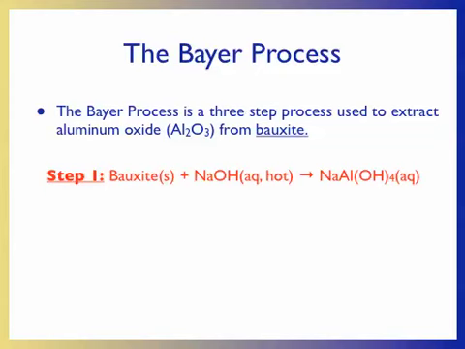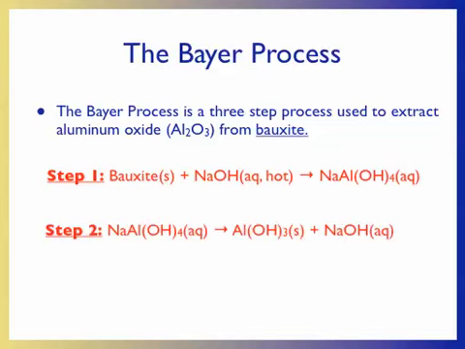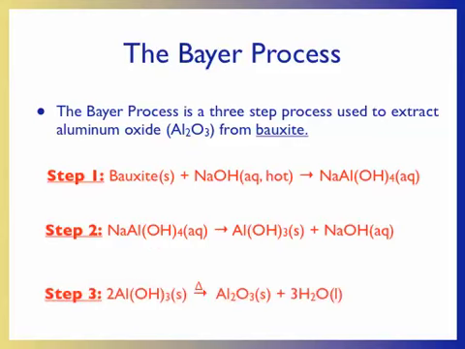This allows for all of the aluminum mineral to be converted into one form. The second step is to cool down the solution that contains the sodium aluminum tetrahydroxide. When the solution is cooled down, aluminum hydroxide precipitates from the solution, while sodium hydroxide remains. The precipitate is then filtered and dried, and is then heated to decompose it into aluminum oxide and water.